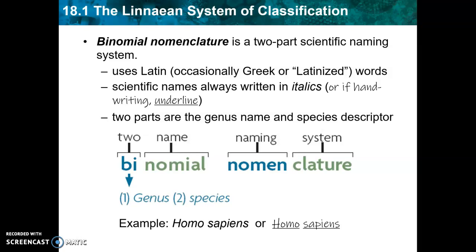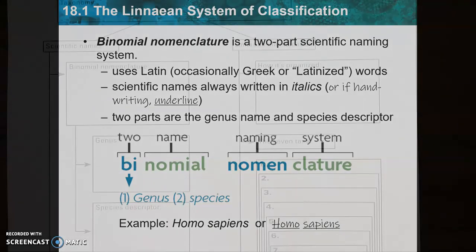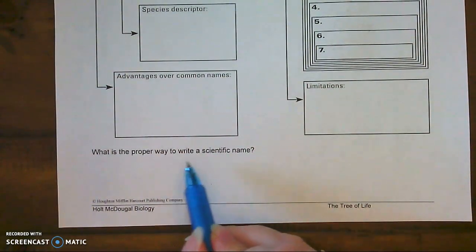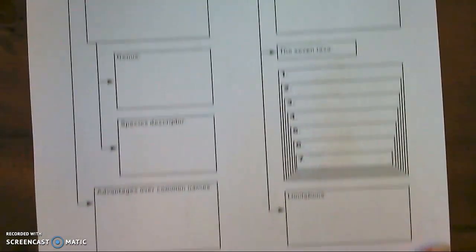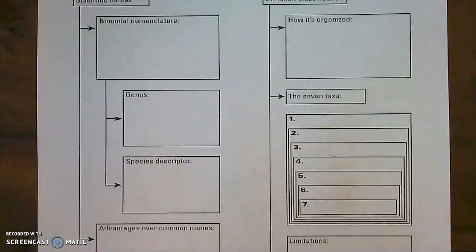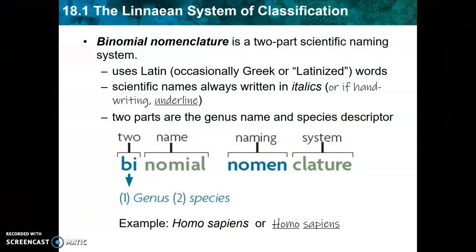So when we write scientific names, there's certain conventions that we always follow. Make sure that you are making a note of this at the very bottom of your note sheet. What is the proper way to write a scientific name? Whenever we are talking about capitalization or italicizing something, that's what you are looking at there. So here we have scientific names are always written in italics. If you're typing it on a computer, always use italics. If you're handwriting a Latin name, you're going to actually underline it because we don't really write in italics.